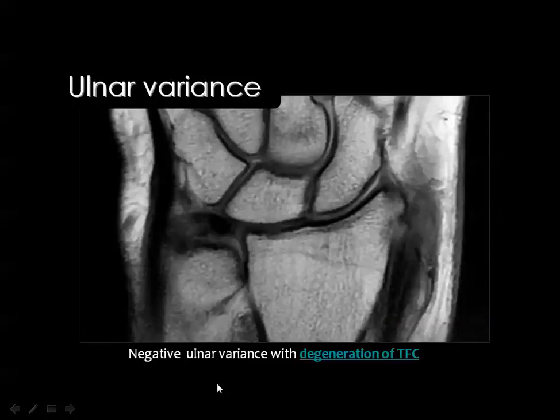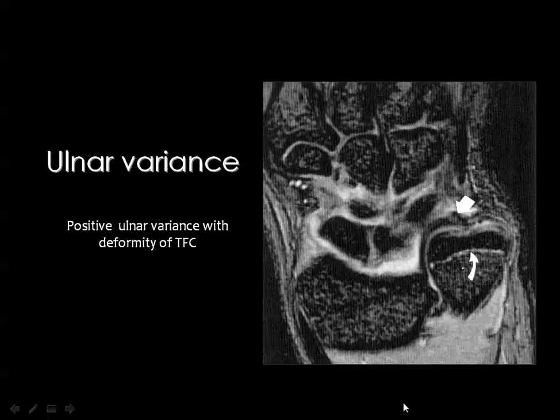Any type of ulnar variance will affect the triangular fibrocartilage, either by degeneration or by tear. And you see that this ulna is shorter than the radius, and the triangular fibrocartilage is swollen, and it shows intermediate signal denoting its degeneration. This is negative ulnar variance with degenerated triangular fibrocartilage.